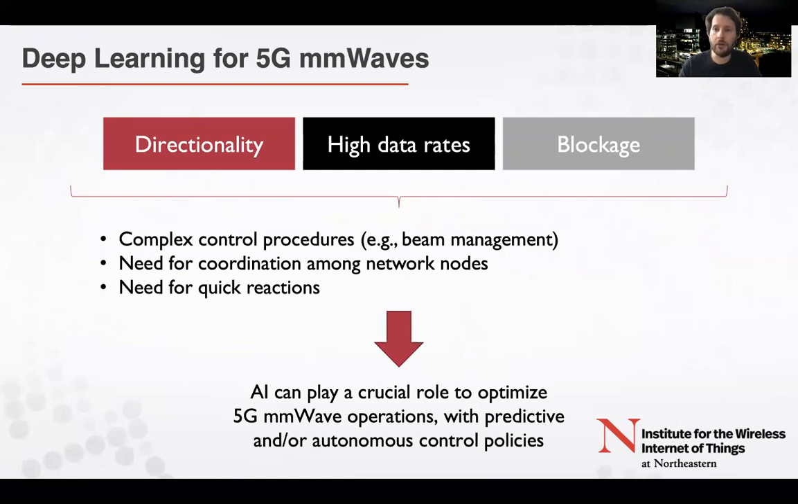So you have a few challenges on millimeter waves: the directionality, the blockage, and the need to support high data rates. But coupled with complex control procedures and the need to coordinate different network nodes and do that quickly to avoid losing a lot of data, it means that you need very tight control loops. You need very efficient control procedures. And the initial access, as it is designed right now, for example in 5G NR, assuming an exhaustive scan, is very inefficient. And in this, we see AI playing a crucial role to optimize 5G and millimeter waves with some predictive or autonomous control policies.